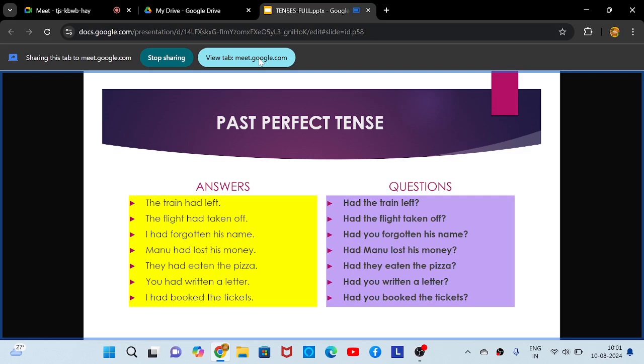Okay, so next is had Manu lost his money? Manu had lost his money. Next is had they eaten the pizza? They had eaten the pizza. You have to pronounce the word as pizza. Had you written a letter? I had written. It's I had. I had written a letter. Had you booked the tickets? I had booked the tickets.